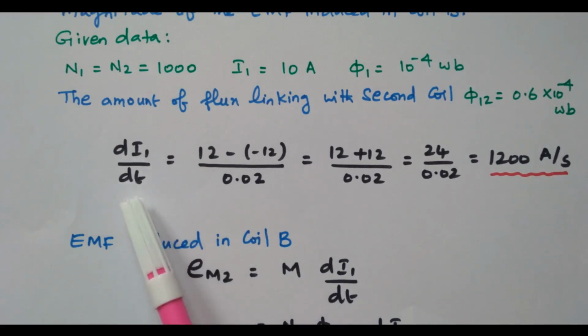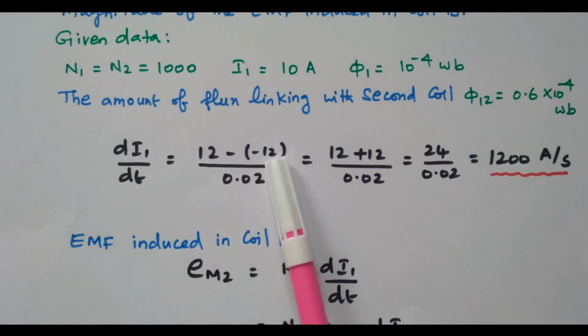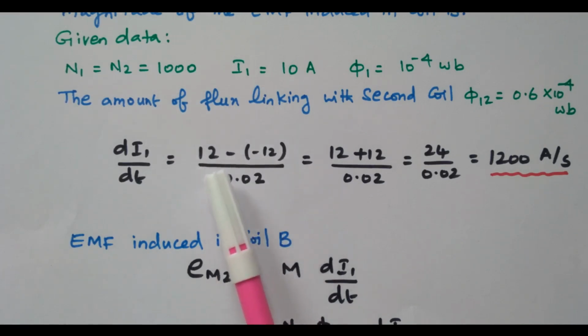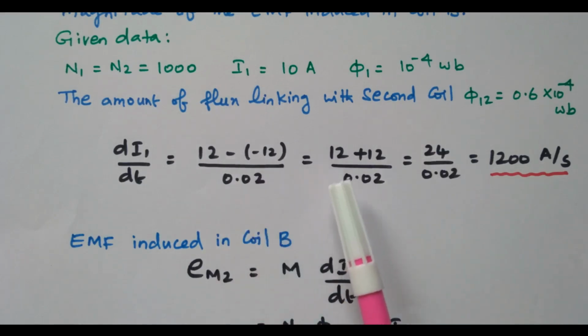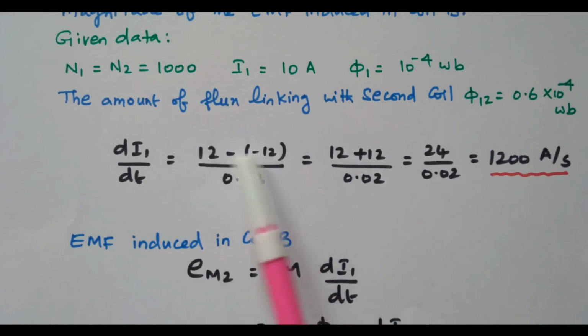Now we'll find the di1 by dt. The current in the first coil is given: 12 ampere, then it is reversed to minus 12. So it changed from plus 12 to minus 12. While finding the difference, 12 minus of minus 12, so it becomes 12 plus 12, 24. The current is changed from plus 12 to minus 12, so the change in value will be 24, and the time is 0.02 seconds. So by simplifying, what we got is 1200 ampere per second.